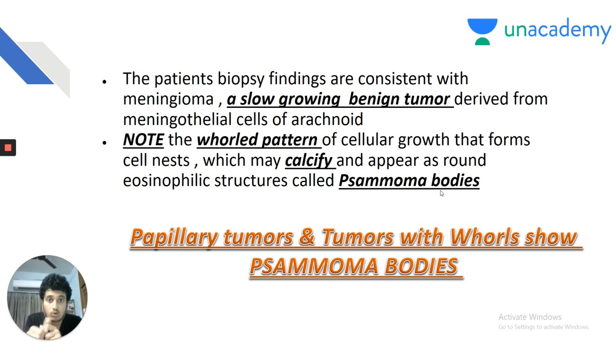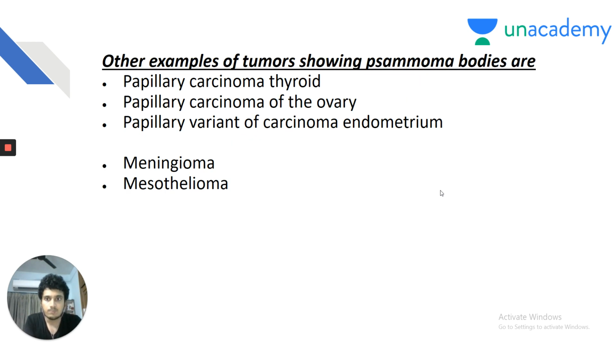And any tumor with whorled pattern, whorls in the histopathology, that is meningioma and mesothelioma. These are the tumors with psammoma bodies. So tumors with psammoma bodies, again, my dear friends, you just need to apply your mind here. Any tumors with the word papillary: papillary carcinoma thyroid, papillary carcinoma of the ovary, papillary variant of the carcinoma endometrium. All these tumors with the word papillae are associated with psammoma bodies.